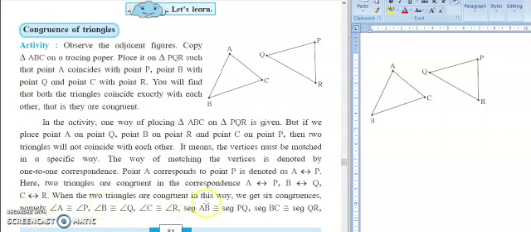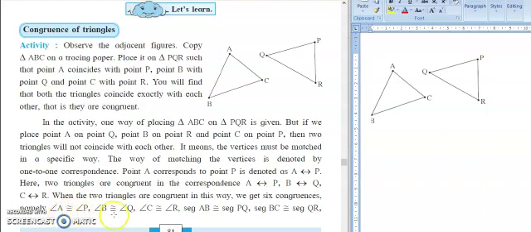When the two triangles are congruent in this way, we get 6 congruences. Means 6 parts are congruent. Which 6 parts? This angle A is congruent to this angle P, then this angle B is congruent to this angle Q, and this angle C is congruent to this angle R, and the congruence symbol is given here. Double horizontal line means equal to symbol, and then this curve symbol. So this is the symbol of congruence.